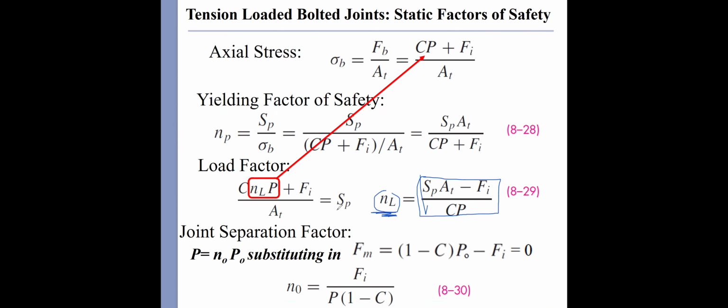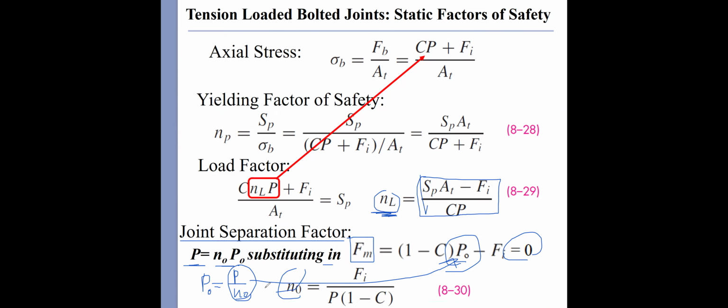And for the joint separation factor, P equals N_0 times P_0, substituting into F_m when we make F_m equal to 0. So we can just plug in P_0 equals N_0 P here, and then we can figure out what the N_0, the separation factor, is.